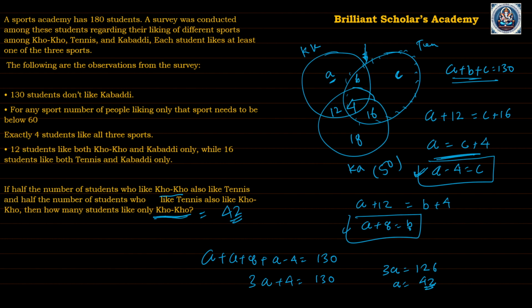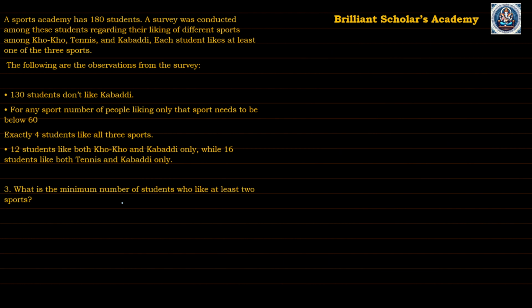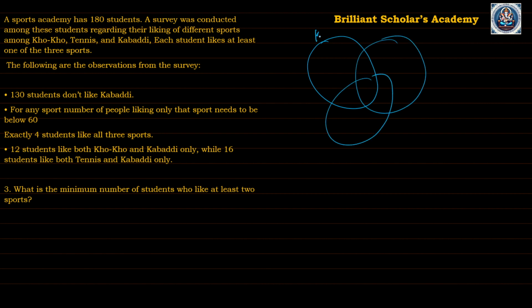Let us try one more. What is the minimum number of people who like at least two sports? Again, I will need circles. Kho, tennis, kabaddi, 50, 4, 12, 16, 80. A, B, C. A plus B plus C is equal to 130, and A and C can go up to 59, not beyond.